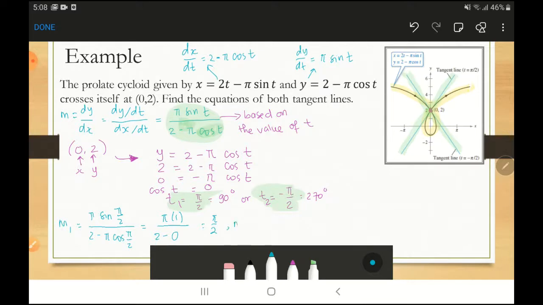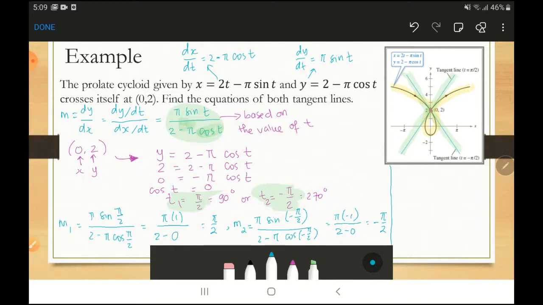For the second slope, we have the same thing: pi sin(negative pi over 2) over 2 minus pi cos(negative pi over 2), which gives pi times negative 1 over 2 minus 0. So we have negative pi over 2. Okay, so we already have our slopes, but the question asks about the equation, so let's write.